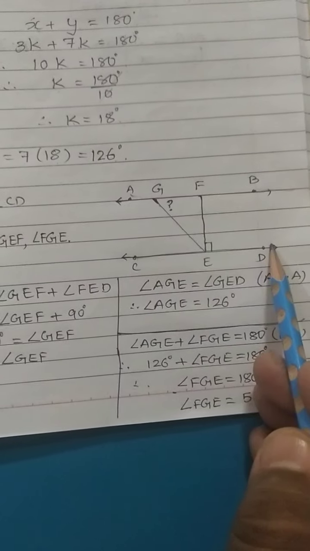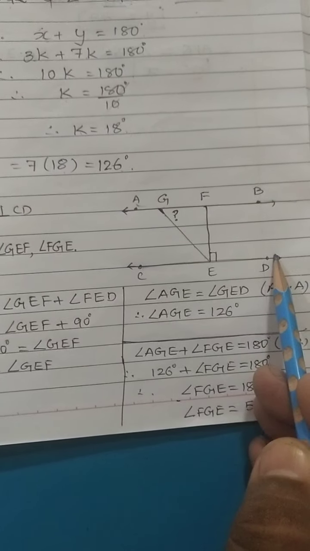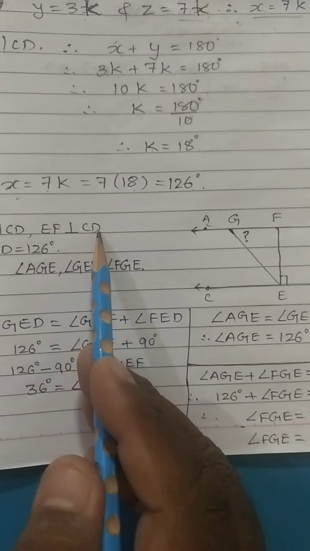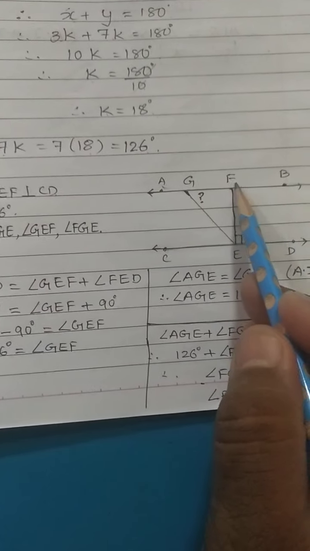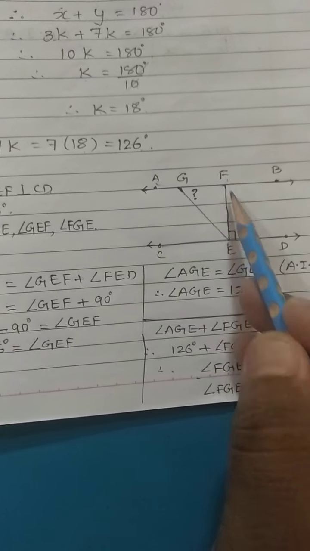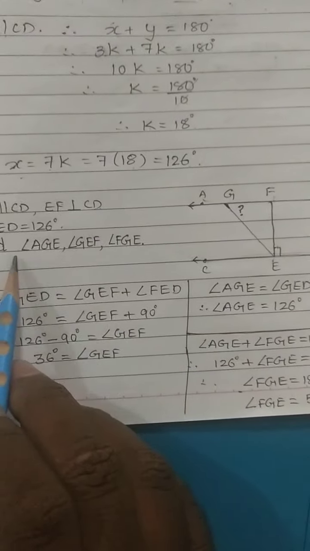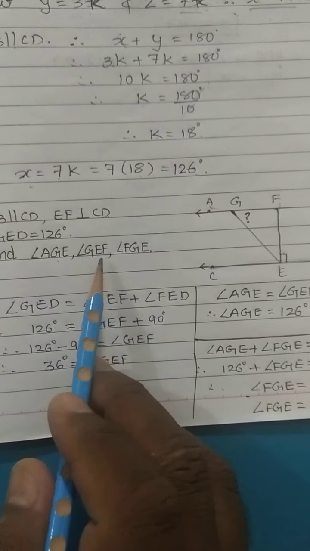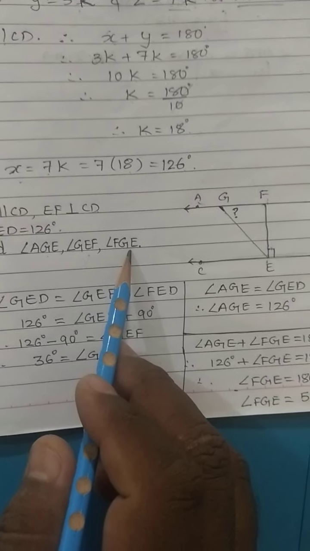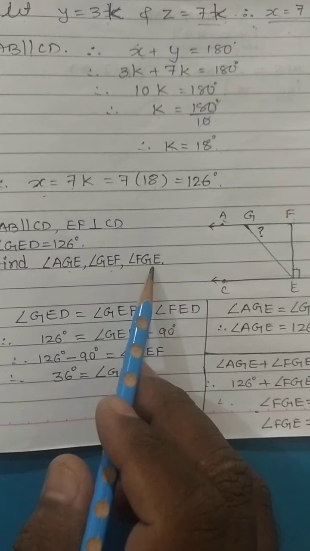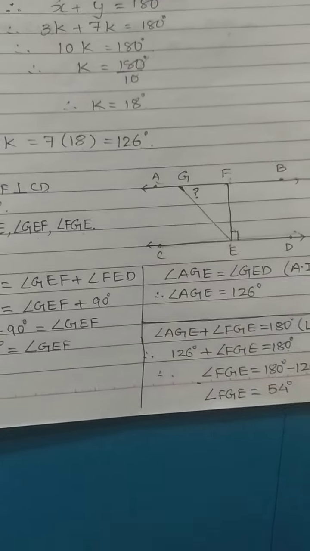Question number 3. AB and CD are parallel. EF is perpendicular to CD. We have to find out AGE, GEF and FGE. Right? Okay.